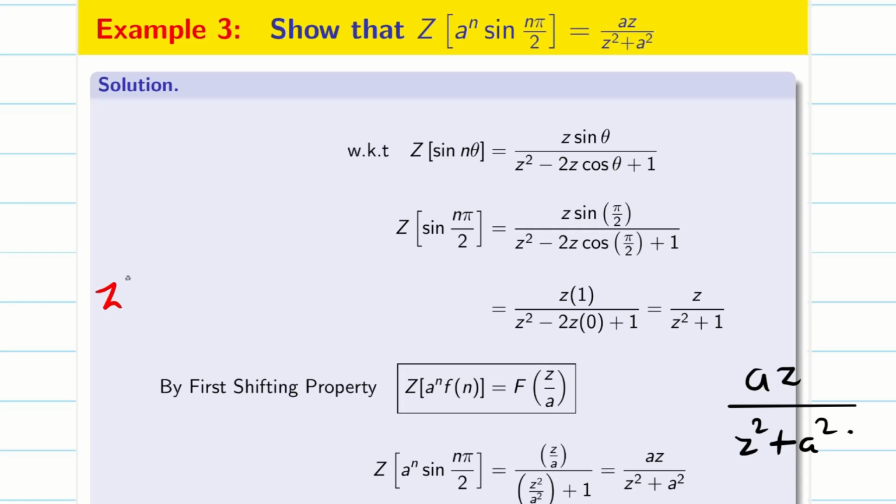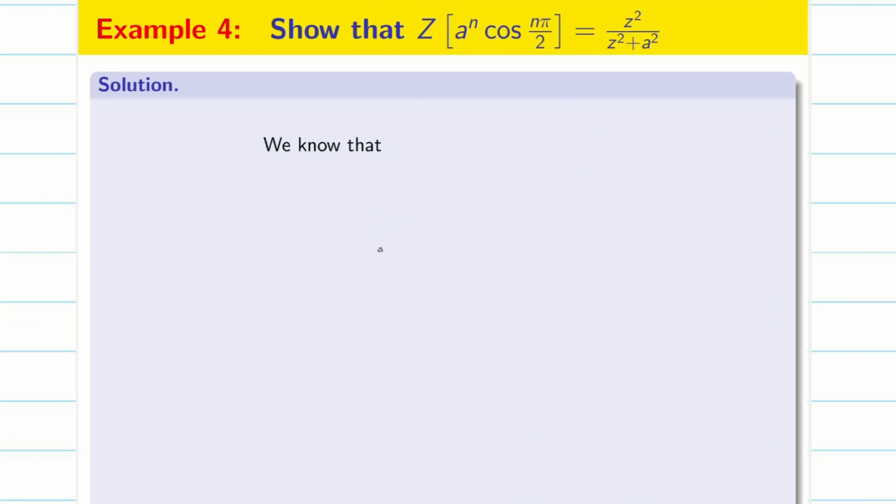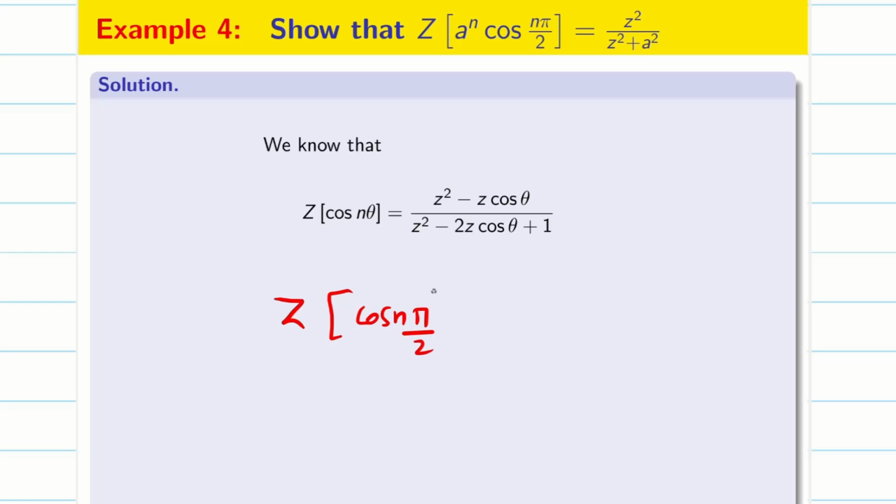Therefore, this is an MCQ. Remember, Z of a power n into sin n pi by 2 is going to be az divided by z square plus a square. Similarly, we are going to find Z of a power n cos n pi by 2 using the shifting theorem. Now find cos n pi by 2. When you put pi by 2, cos 90 is going to be 0. So I'll be directly getting z square divided by z square plus 1.